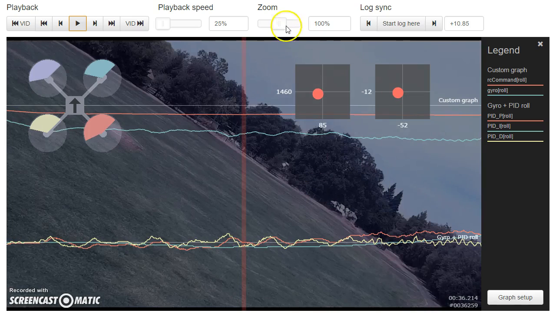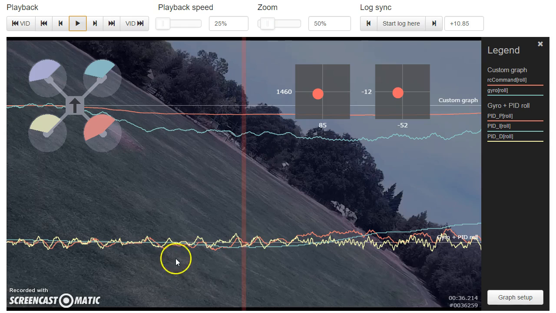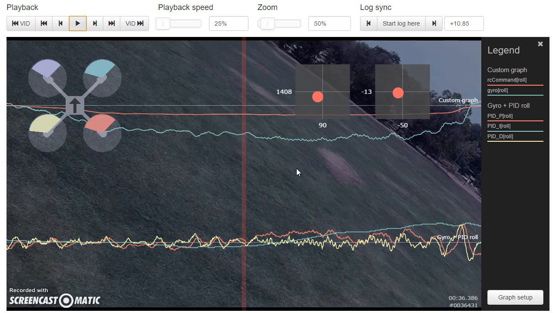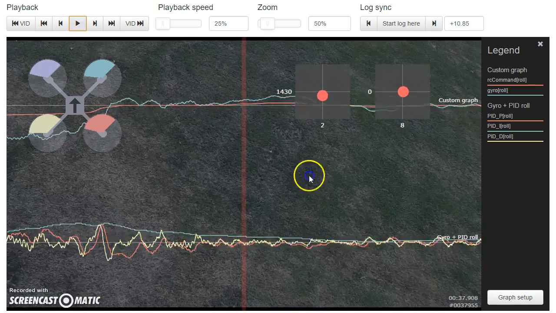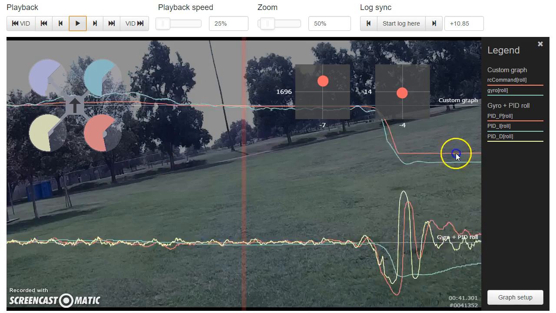looks really well behaved. We see some oscillation. There will always be oscillation in the P term. There will never not be oscillation in the P term. P term oscillates. That's what it does. That's why we have I and D. So your P term overall doesn't look really crazy.